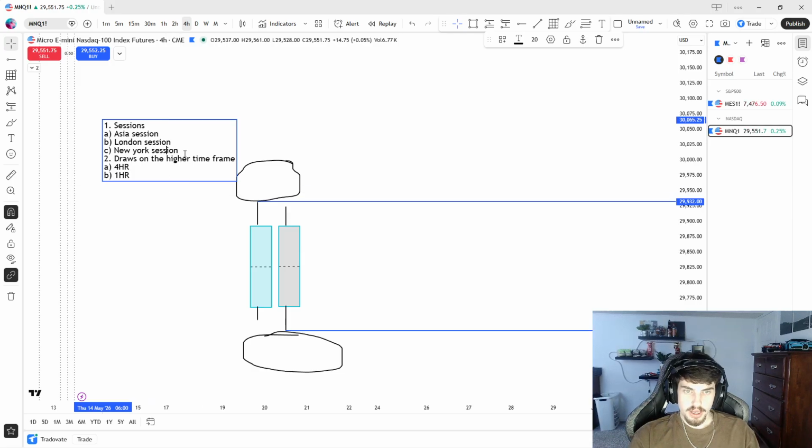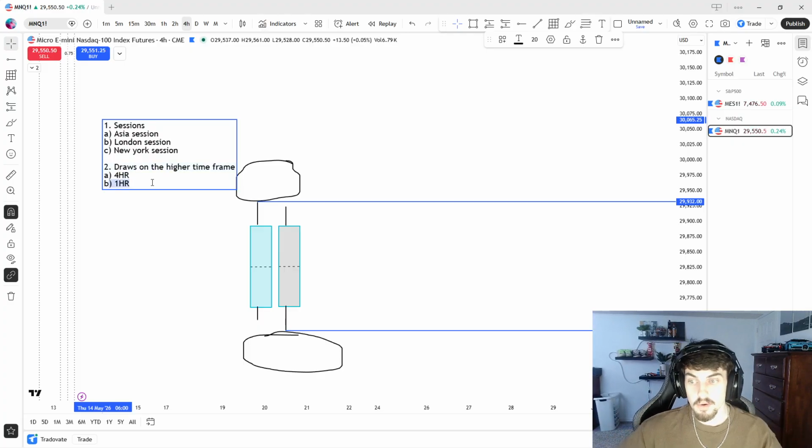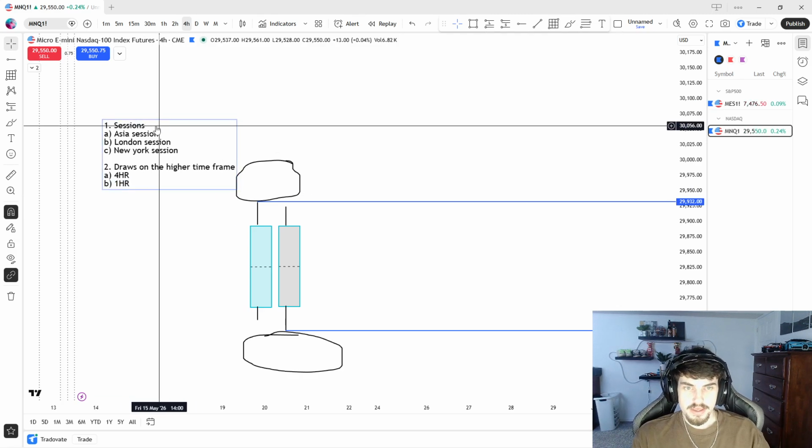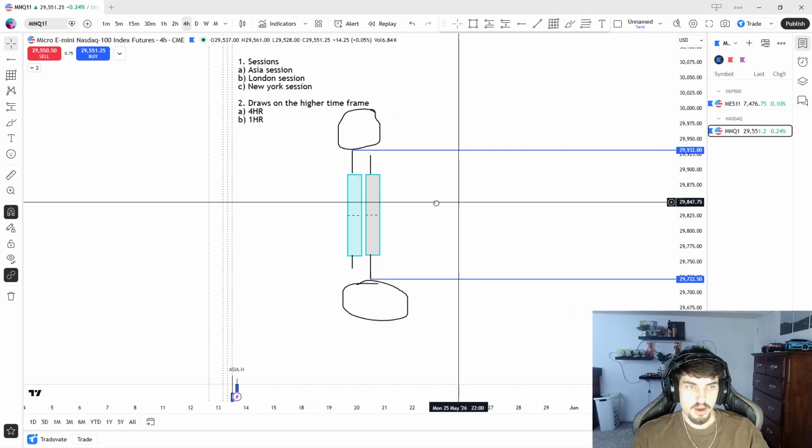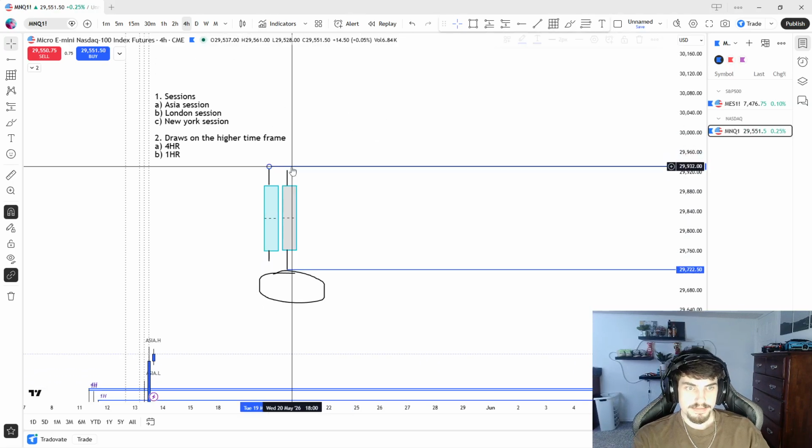Most of the time you're going to see you have an hourly draw that is just the Asian session high, and that just is how it works out. But that's just how you're going to have to see it. These are the time frames, though, basically, that we are going to look at to see where draws on liquidity are.